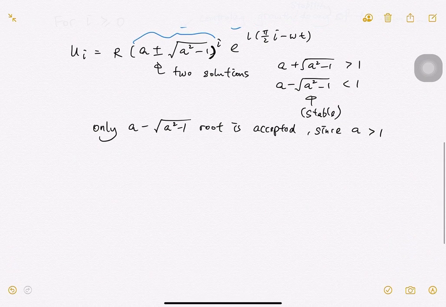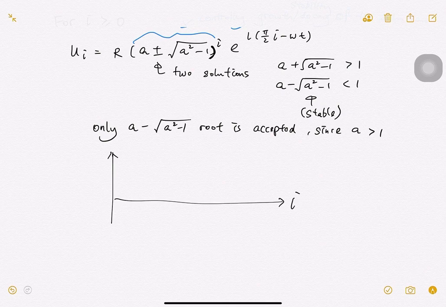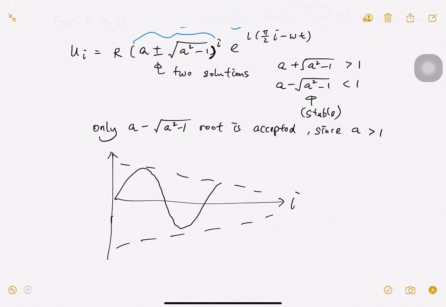And then we know that the amplitude, if this is I, and we know that the amplitude of this, okay, the amplitude decays as I increases.